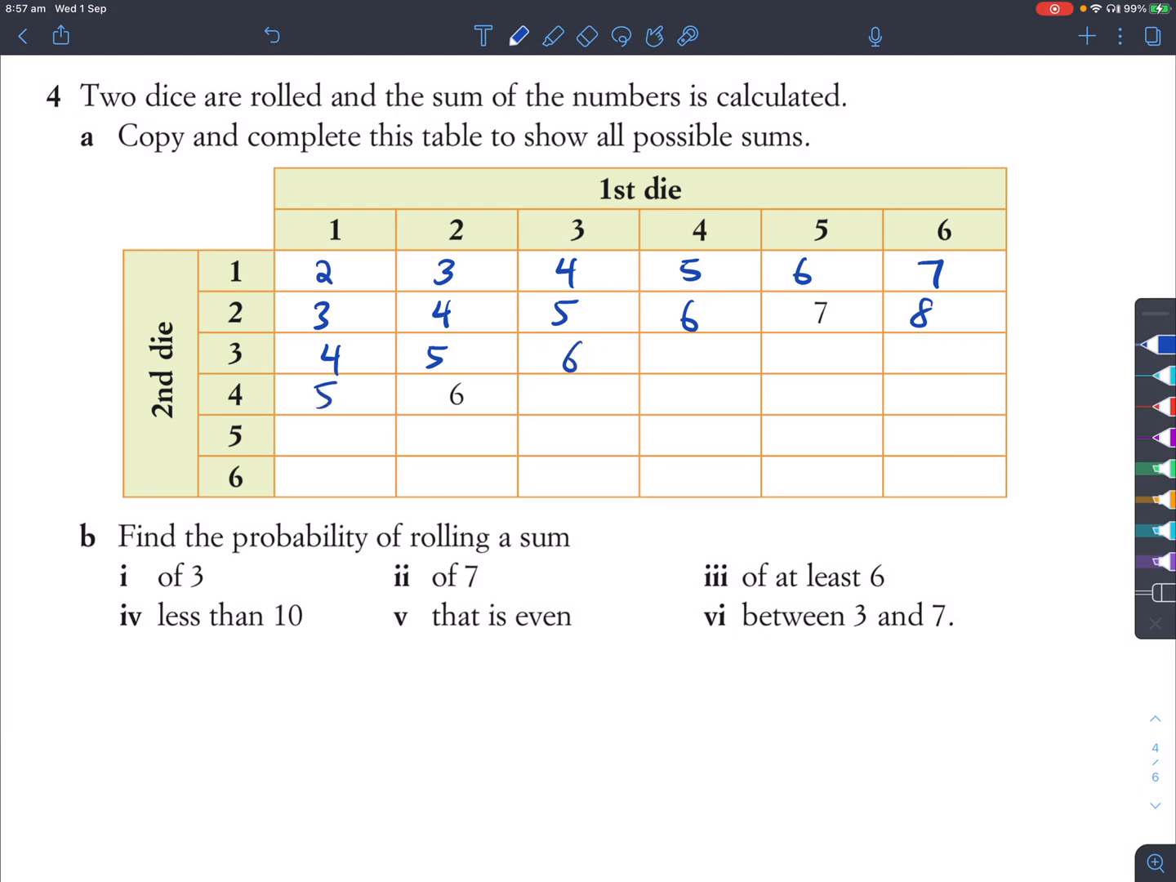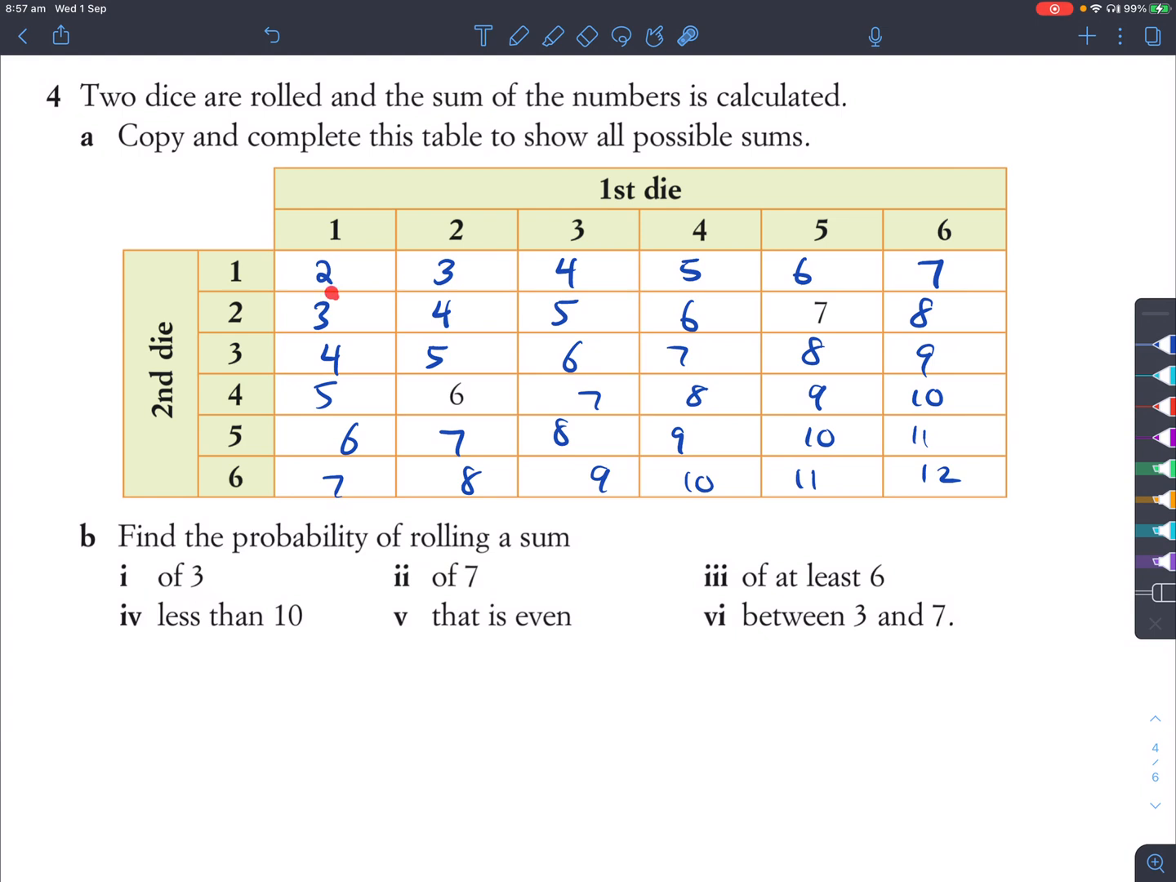Then I'm just going to complete the next diagonal, which are 6s, then 7s, then 8s, then 9s, then 10s, and 11s, then 12. Okay, that's the quickest way I would use to fill up the table.